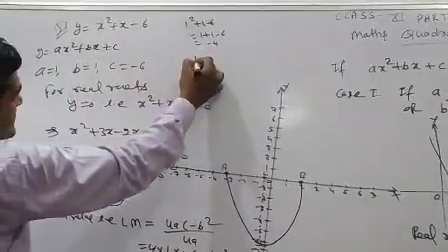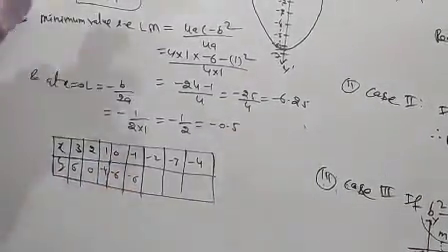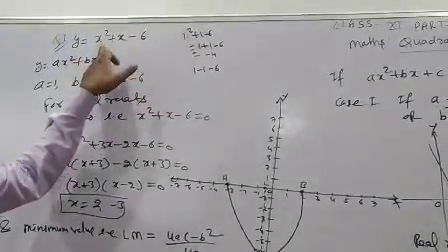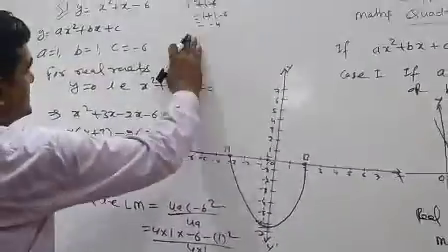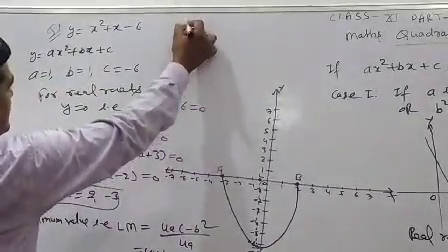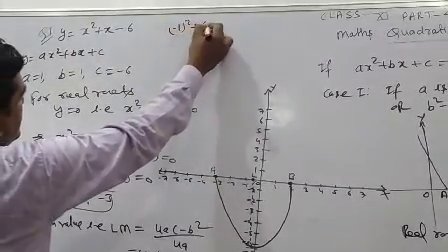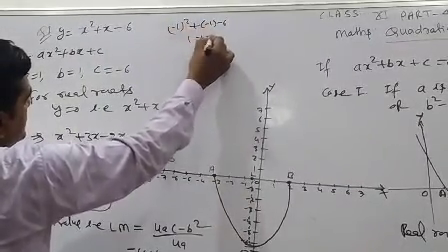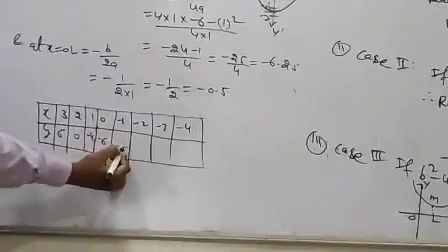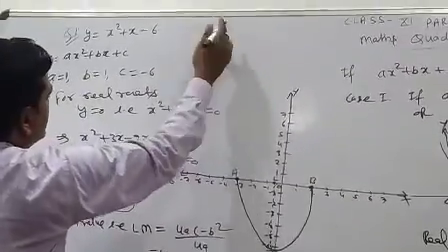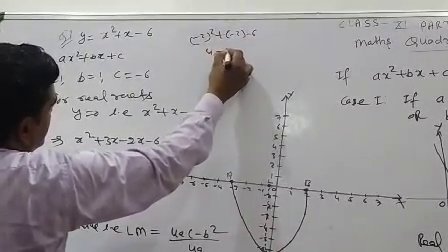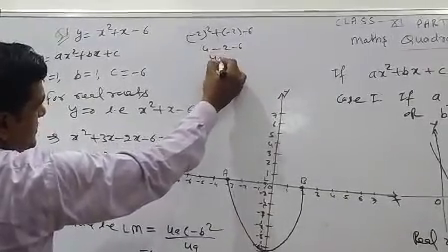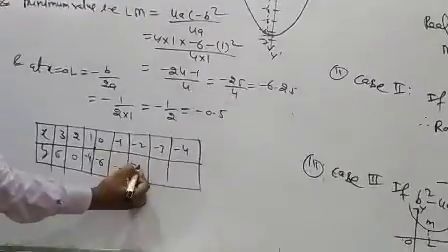X is equal to minus 1 means what? Y is equal to minus 6. Clear? X is equal to minus 1 means plus 1, and minus 1 minus 6, 1 minus 1 minus 6, cancel, then minus 6. X is equal to minus 2: 4 minus 2 minus 6 is equal to what? 4 minus 8 is equal to minus 4.